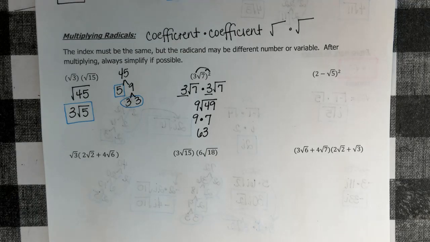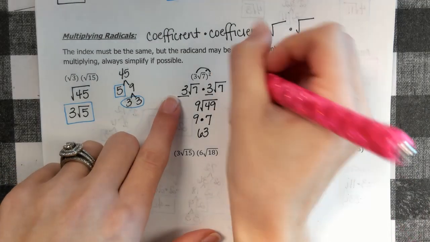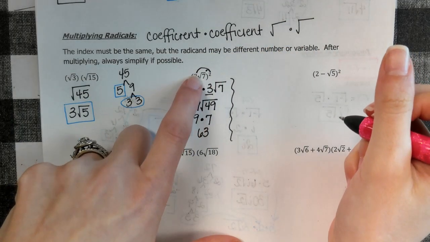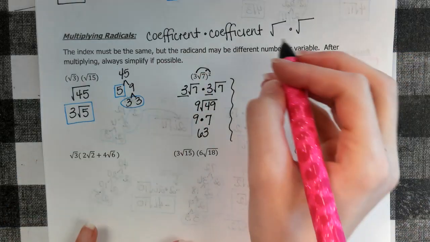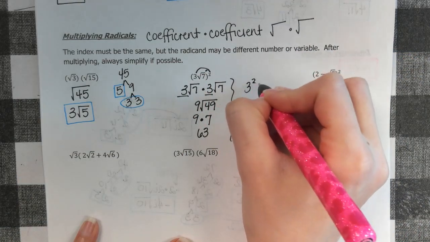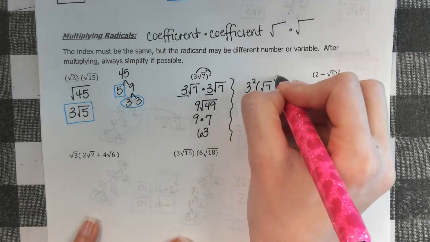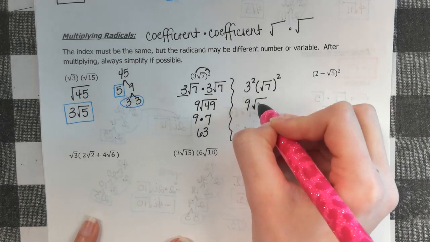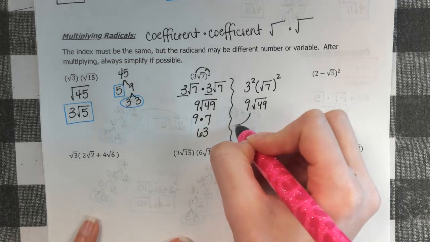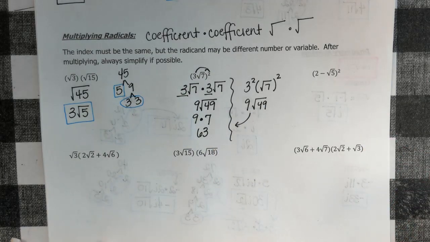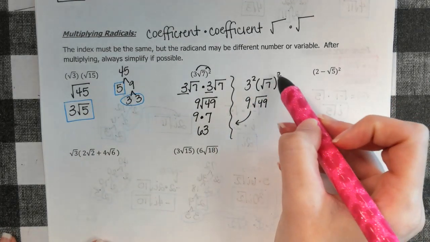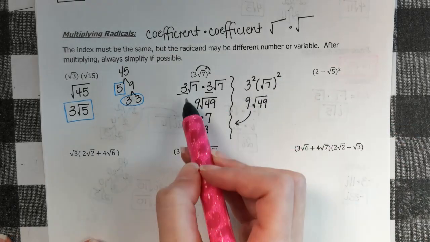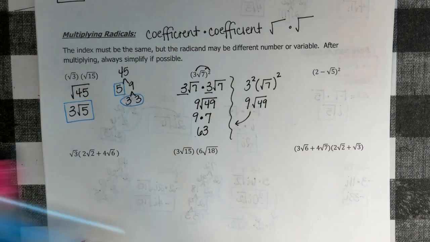Okay, so if you get the hang of it, you can distribute that squared. So I could have done 3 squared times the square root of 7 squared. 3 squared is 9. Square root of 7 squared is square root of 49, which leads me to all the same stuff. Okay, I don't recommend this to everyone because that can confuse you. I'd rather you write it twice and go through the process. All right.